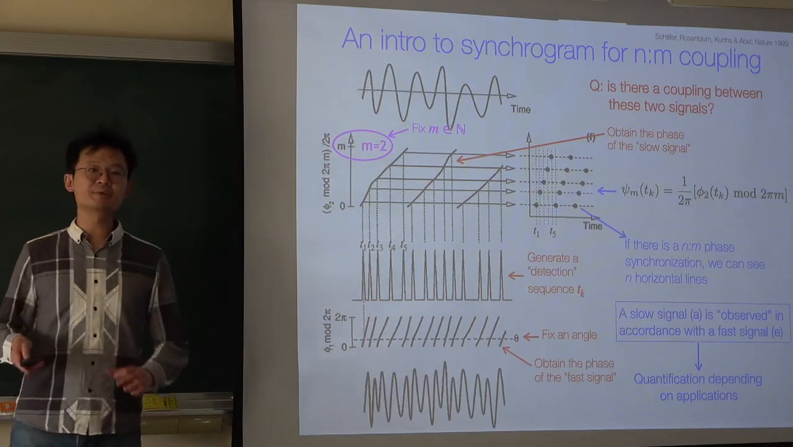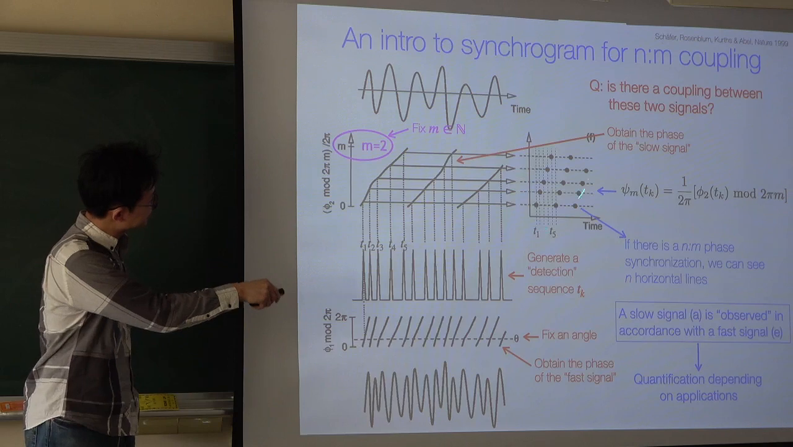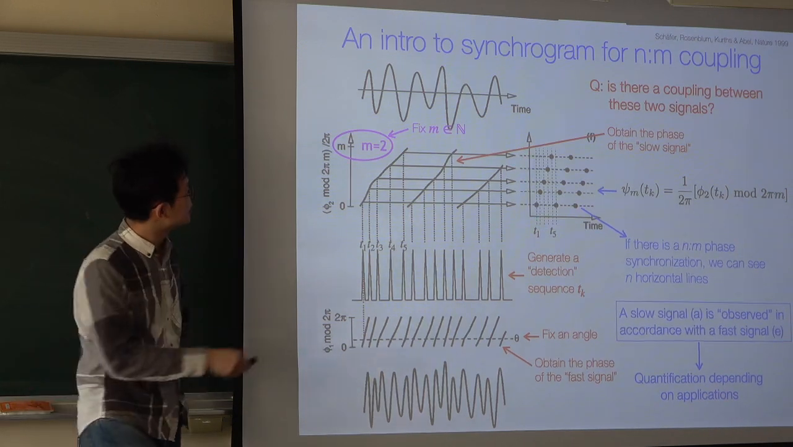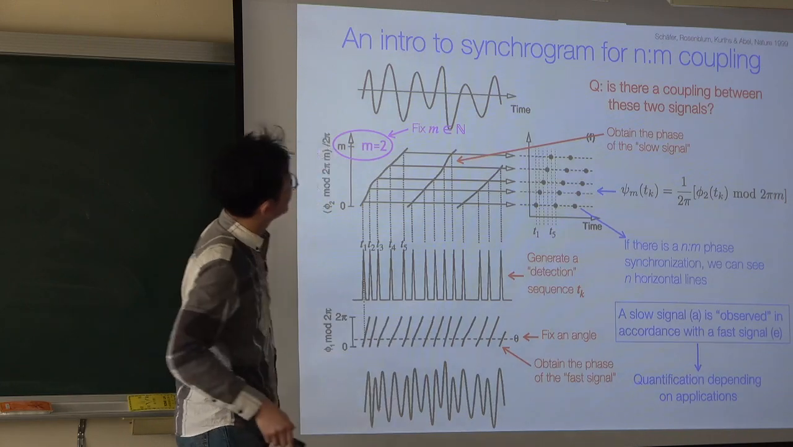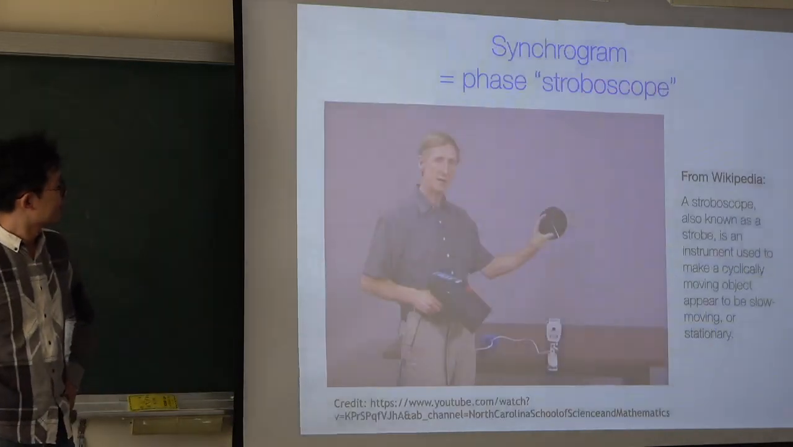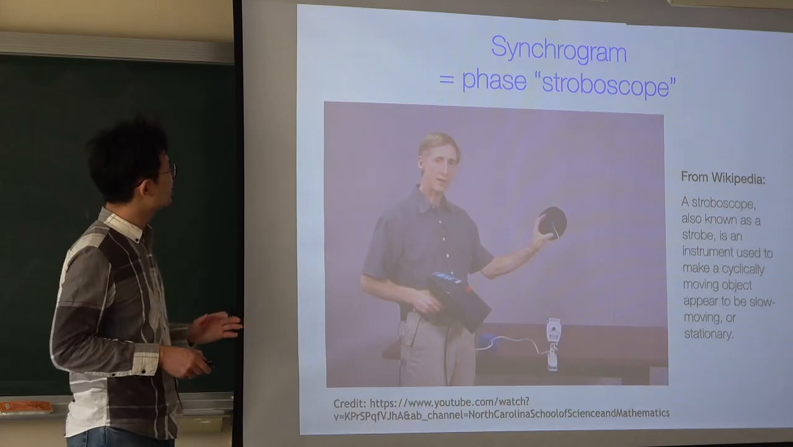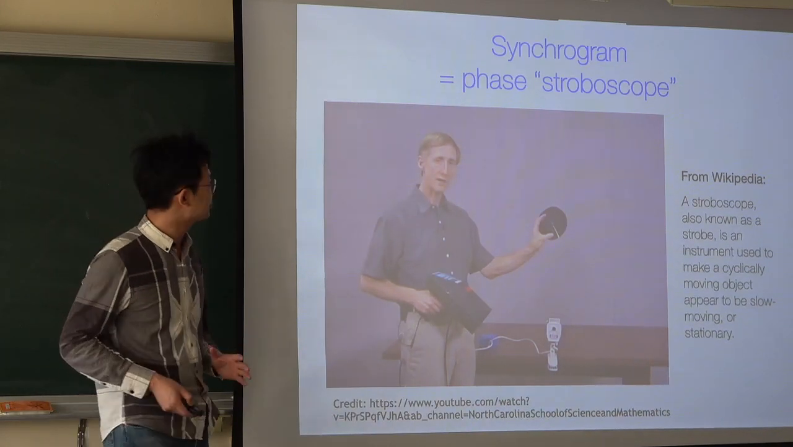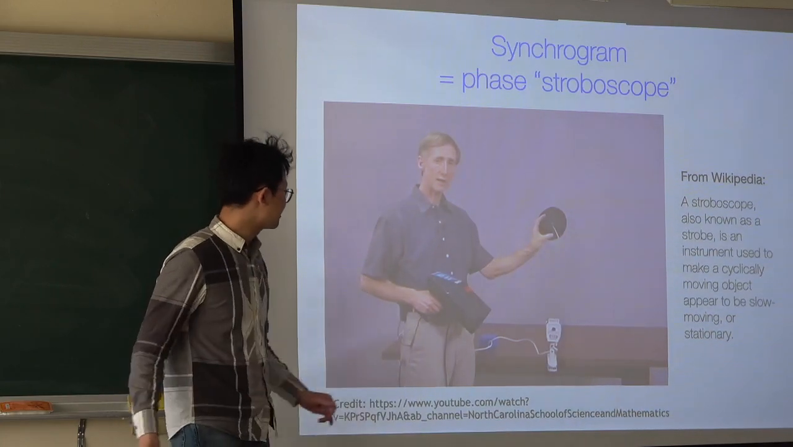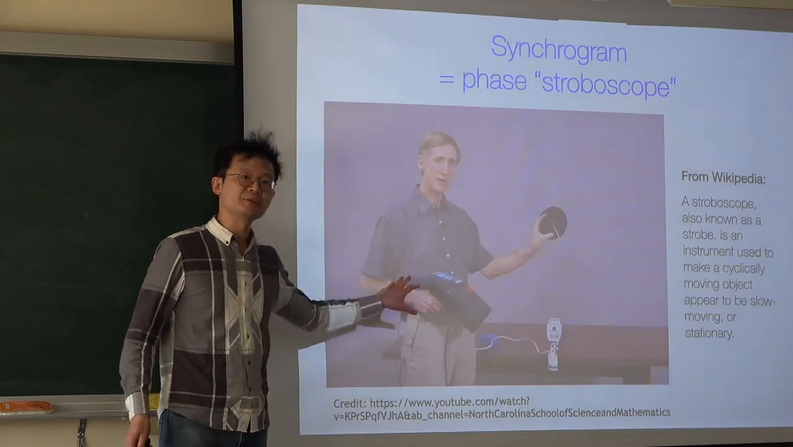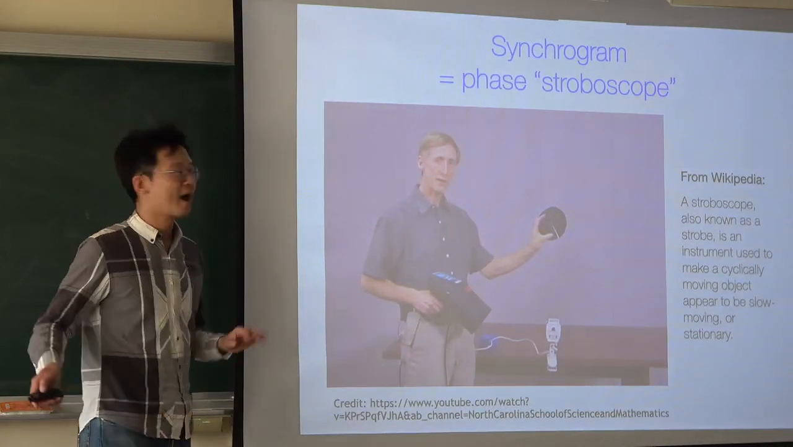That is overall the synchrogram algorithm. This is called the synchrogram, and this is the original literature published in 1999 in Nature. The synchrogram is actually a very simple idea, a generalization of a very simple idea called phase stroboscope. I'll use this very short video to demonstrate what this phase stroboscope means.